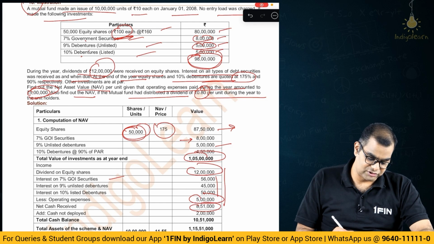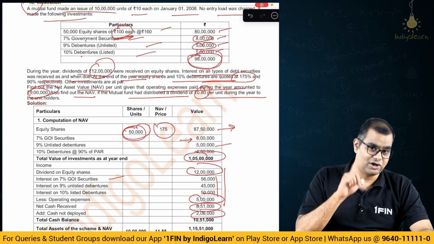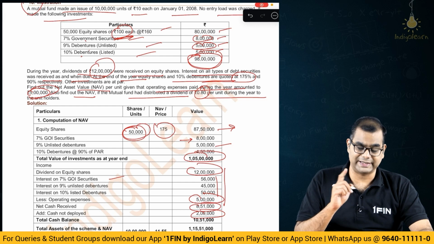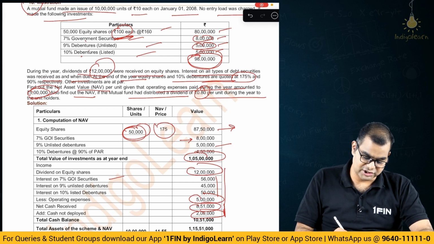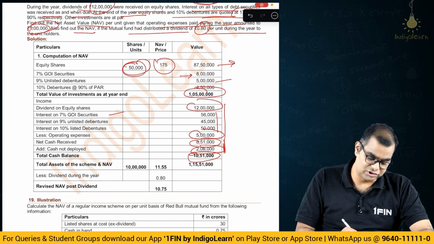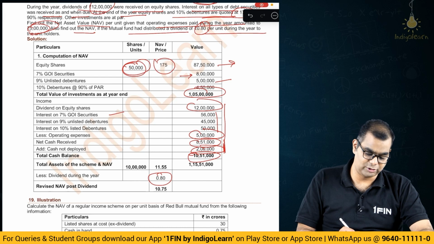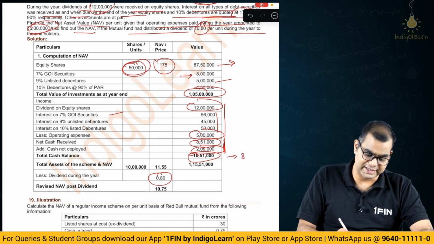This 8,51,000 and the cash originally that you raised and did not deploy: 1 crore you raised and you deployed only 98 lakhs, so 2 lakhs. So your net cash increase is 10,51,000. From this 10,51,000 you also have paid a dividend of 0.8 rupees. So the revised NAV will be after adjusting this 0.8. 0.8 into 10 lakhs is 8 lakhs, so minus 8 lakhs. So you will basically have a value of 2,51,000, which is the increase.